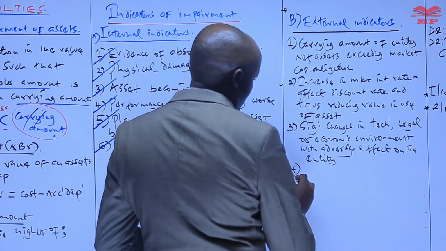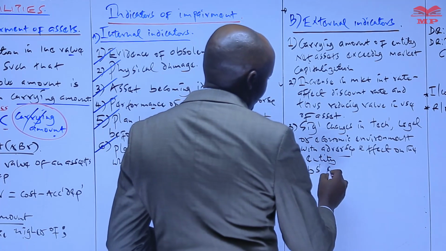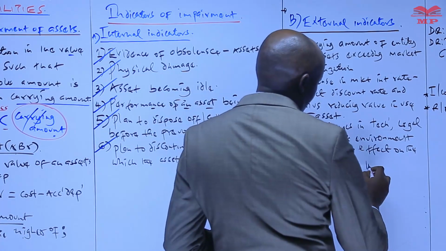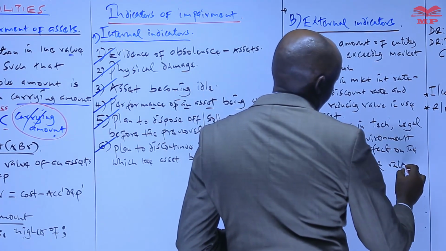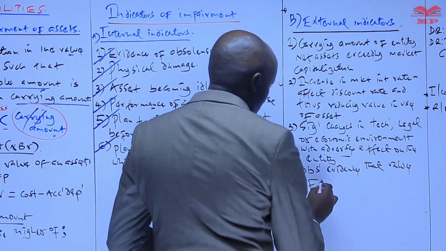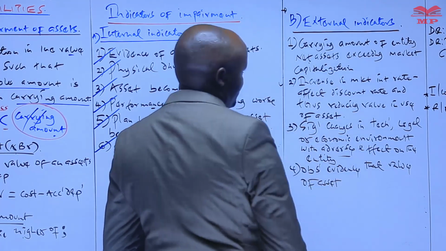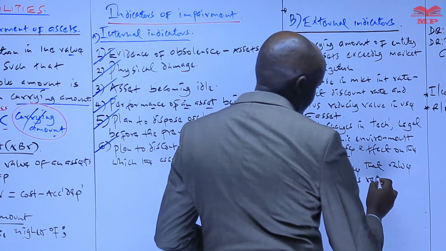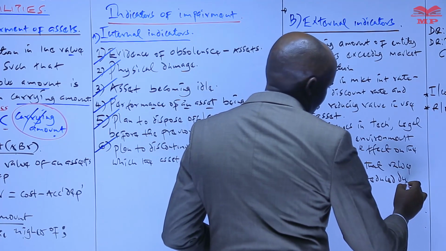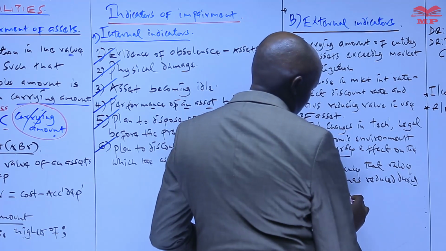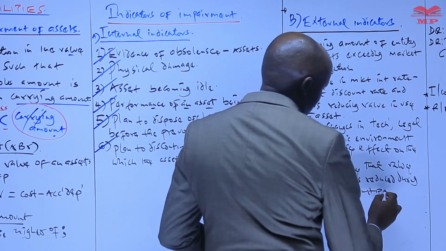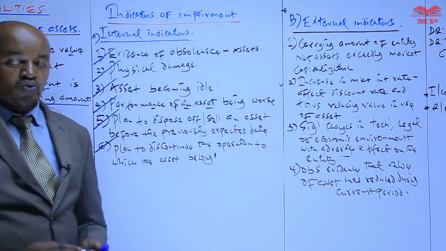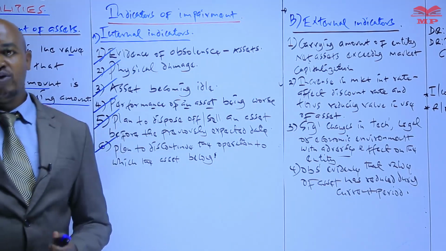And number 4 is observable evidence that the value of an asset has reduced during the current period. So all these are external factors which could indicate that the asset may be impaired.